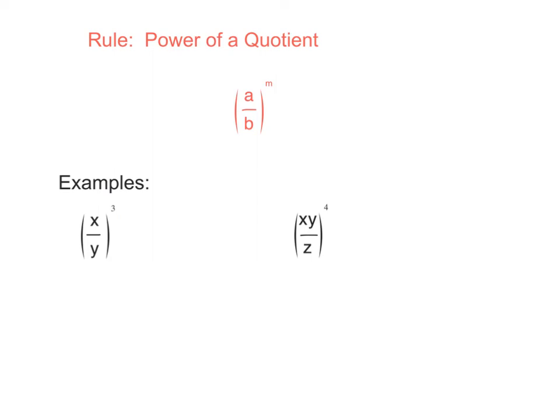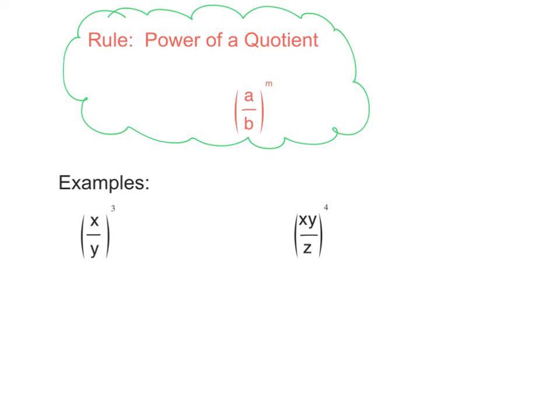And our 5th rule is the power of a quotient rule. The power of a quotient. I didn't mention this on the previous page, but remember, quotient means the answer to a division problem. So we're talking about division here, and same as on the previous screen. So the power of a quotient.